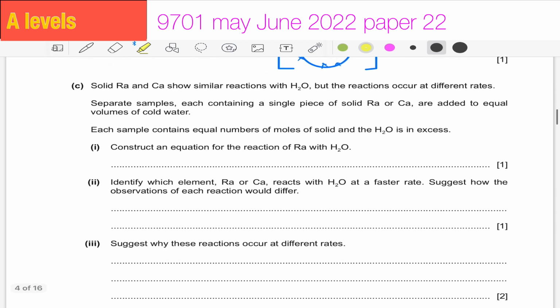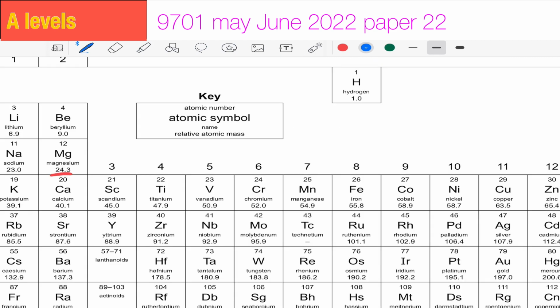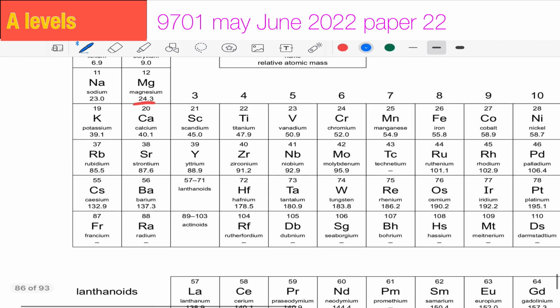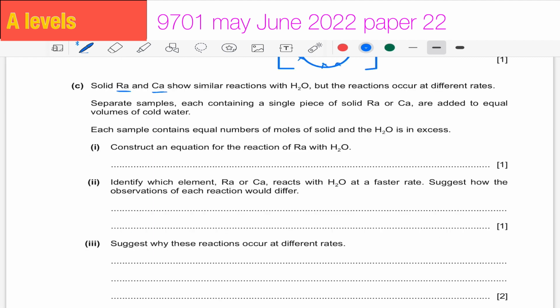Now the next part of the question is related to the chemical reactions of group 2 elements. Solid radium and calcium show similar reaction. Now you can see the position of radium in group 2. This is radium, the very last element of group 2, and this is calcium. So solid radium and calcium show similar reaction with water, but the reaction occurs at different rates. They react in a similar manner, but the speed of reaction is different.